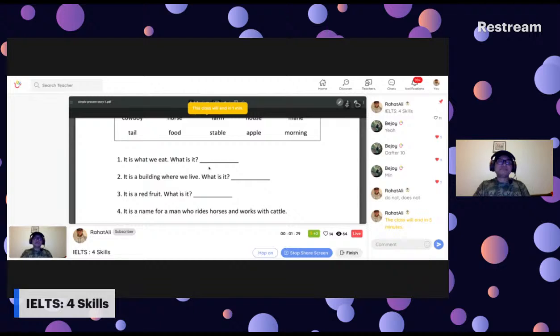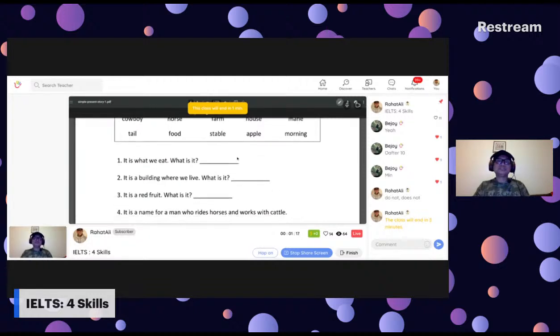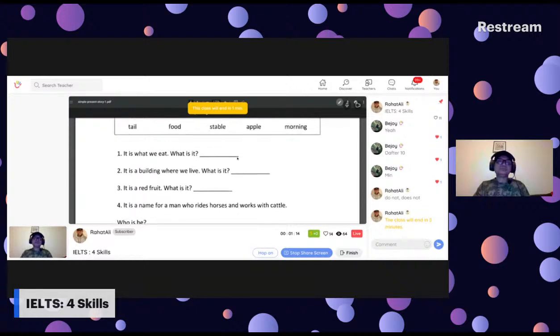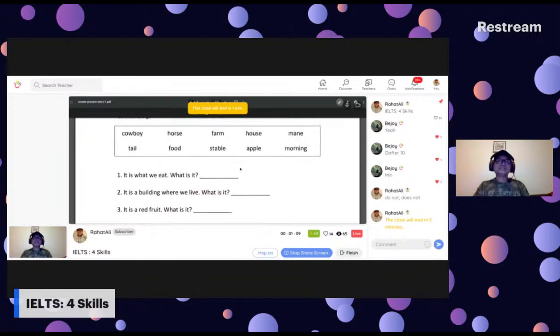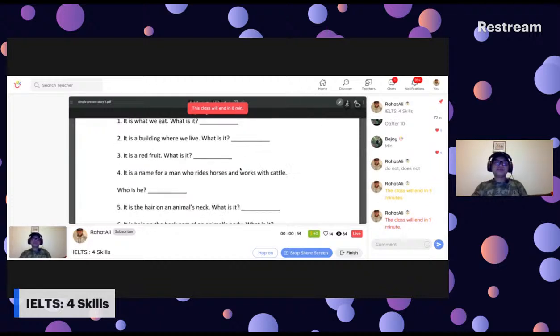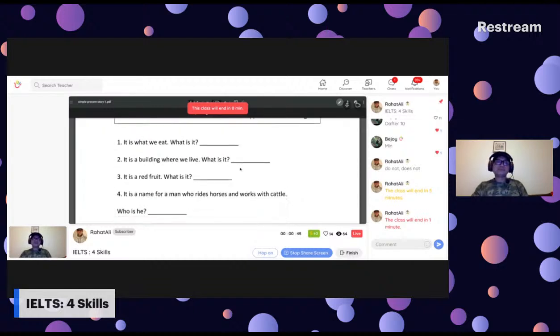Okay. Number 4, it's the name of a man who rides horses and works with cattle. Is it a cowboy, horse? Yes, a cowboy. First one is the correct answer. We say it's a cowboy. Number 5, the hair on an animal's neck, what is it? Is it cowboy, horse, farm, house, mane, tail, food, stable, apple, morning? So number 5, the hair on an animal's neck, what is it? It is mane. I've got less than 1 minute.